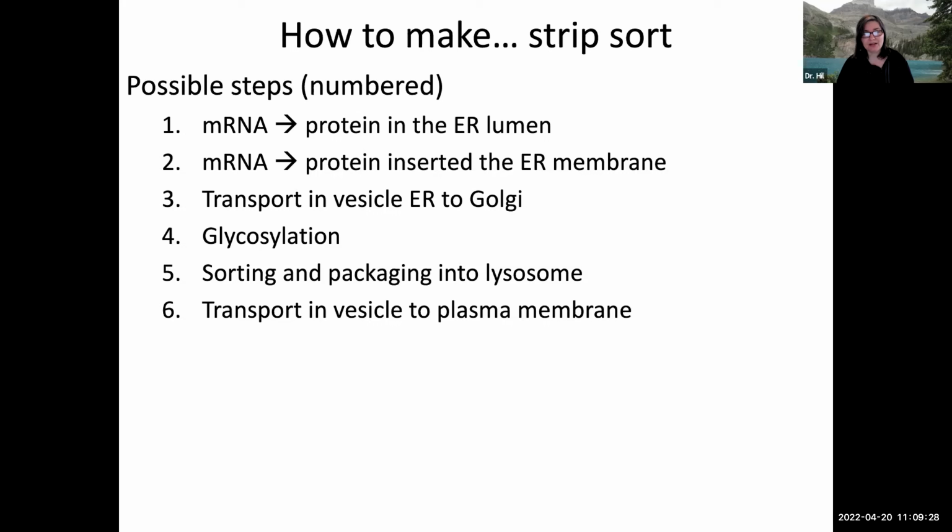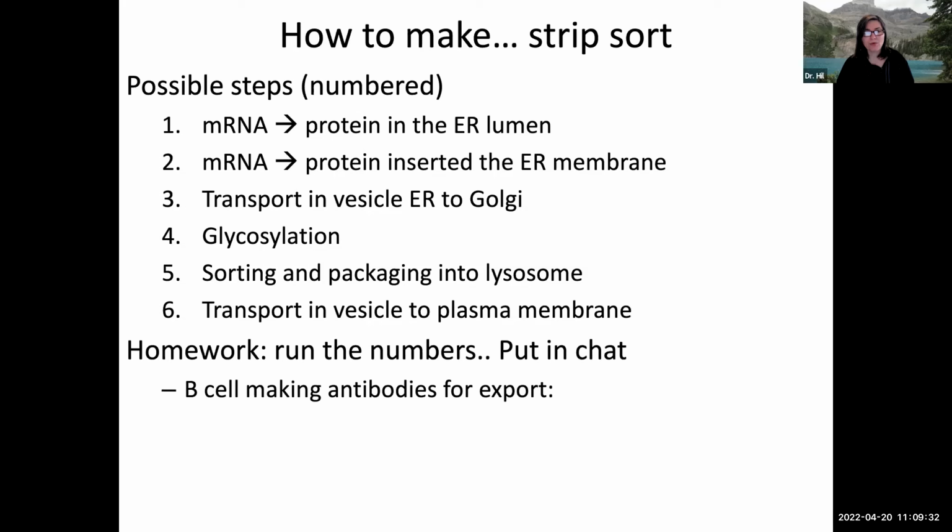If you're a B cell and you're making antibodies for export, what steps in what order do you need? Okay, so just figure out which of these events has to happen to make antibodies for export in what sequence, and then put those numbers into the chat when you are ready.